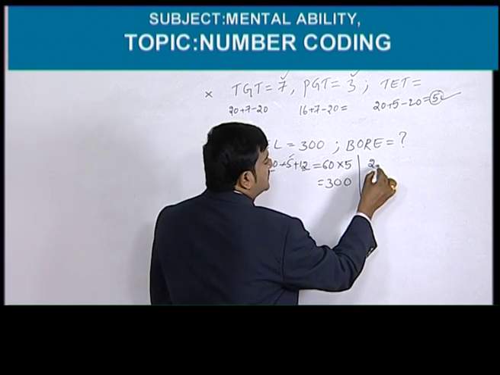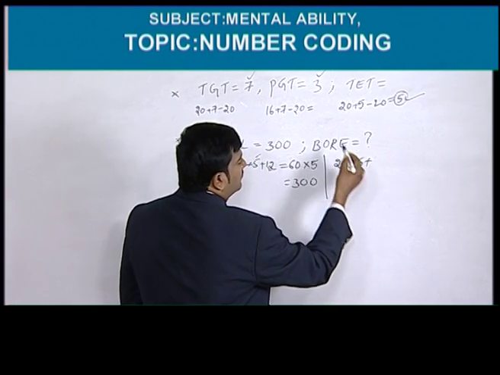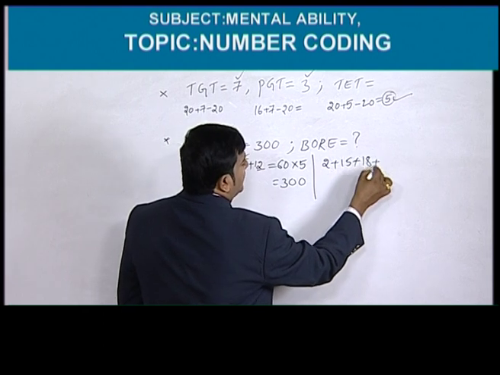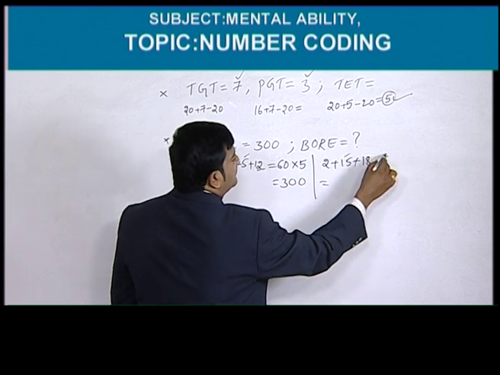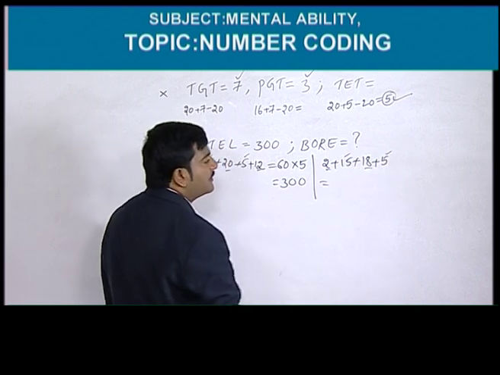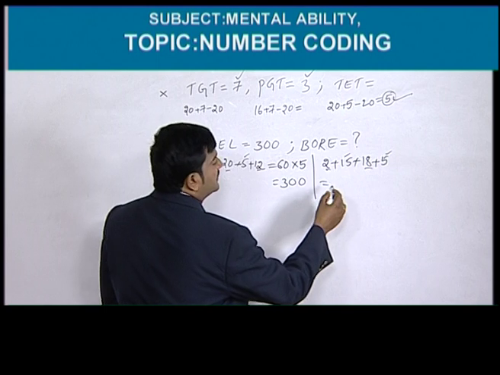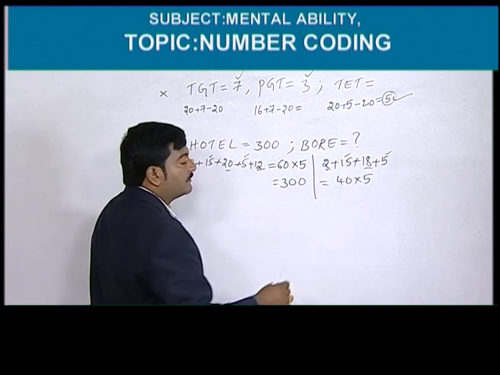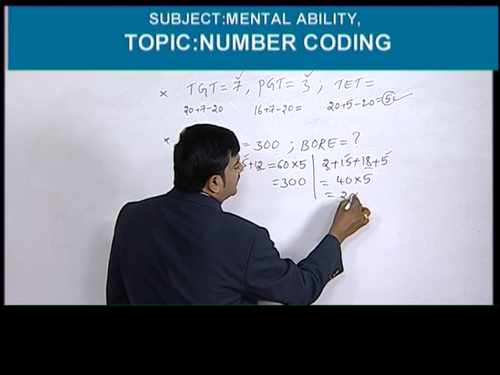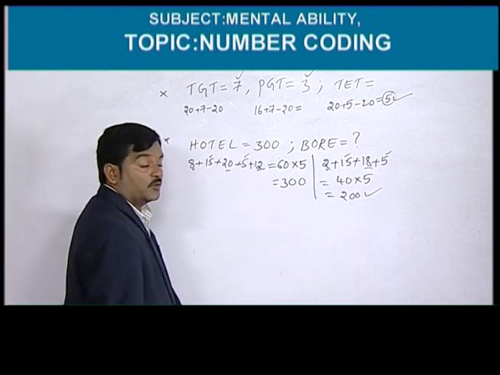BORE. B means 2, O means 15, R means 18, E means 5. Add all these values. 15 plus 5 is 20. 18 plus 2 is 20. 20 plus 20 is how much? 40. 40 should be multiplied by how much? 5. 40 into 5, how much are you getting? 200.